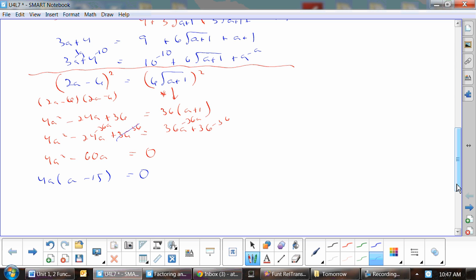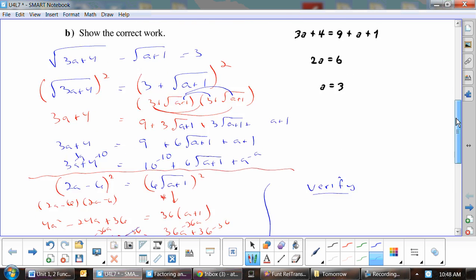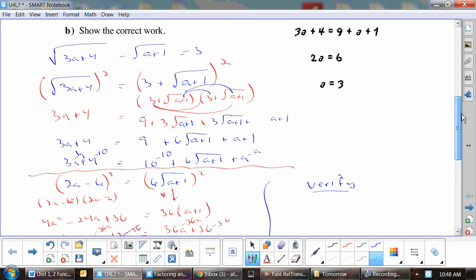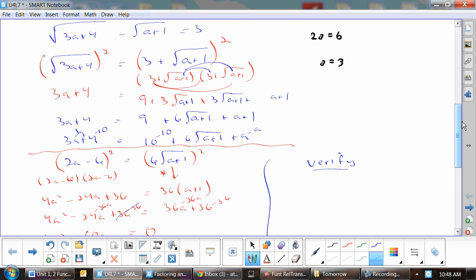Okay, anyway, what are my answers? a equals, let's go left to right, 0 and 15. Are those my answers? I have to verify. Okay? Now, when we do these, we want the left side to equal the right side, right? Okay. So I am just going to put it into the original. That was, remember, way up there? It's actually right there, too. So let's try a equals 0 first.